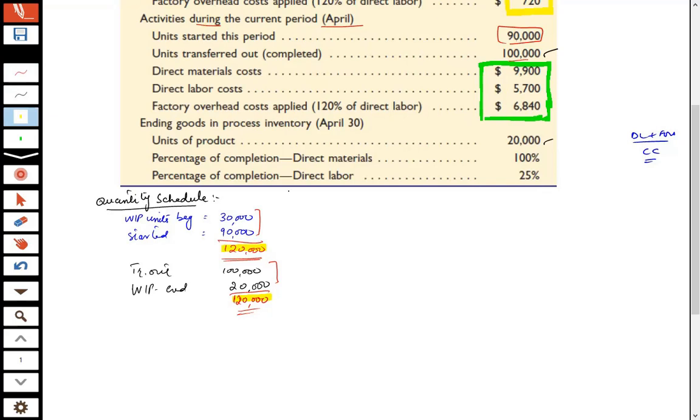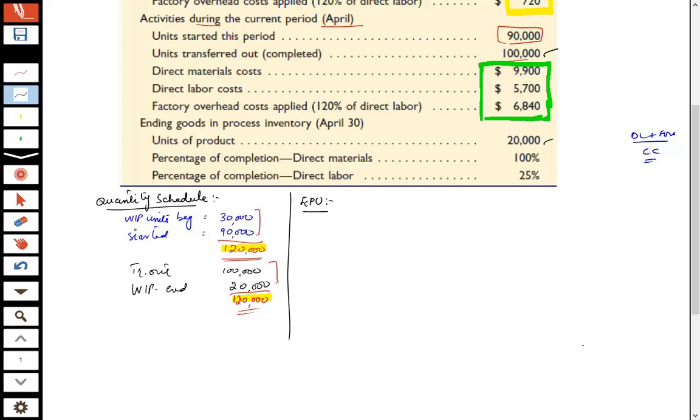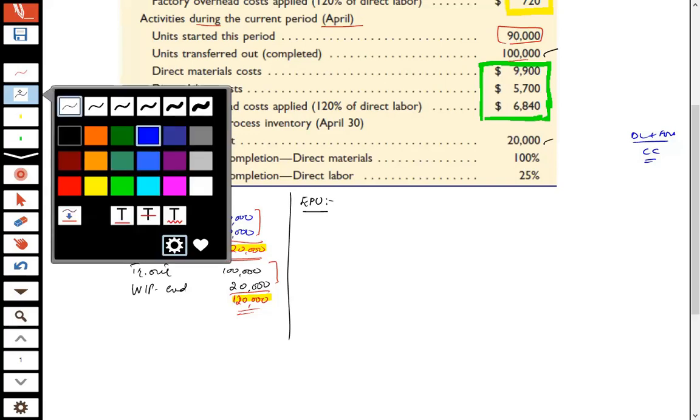Now it's time to make the equivalent production units, EPU. What happened? Can you see the screen? No. Let me connect. What happened? Is it visible now? Yes, it is.